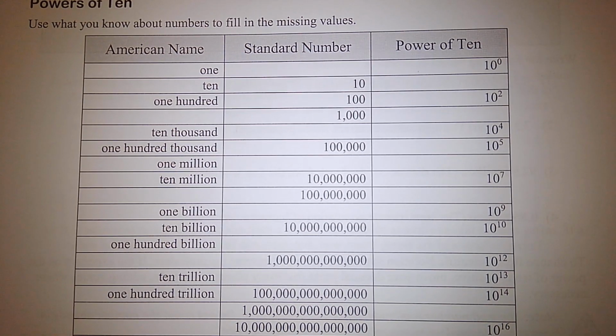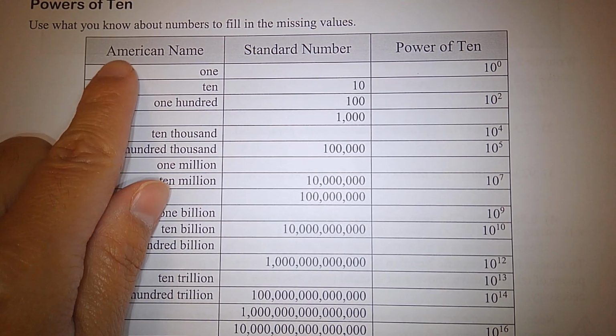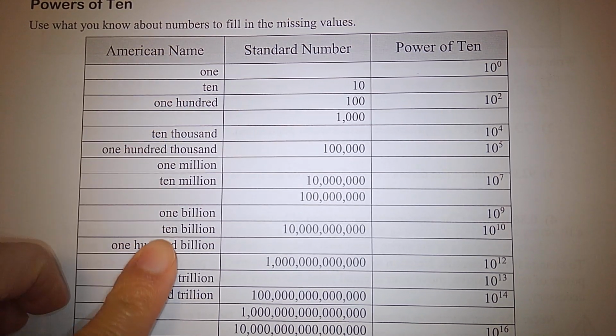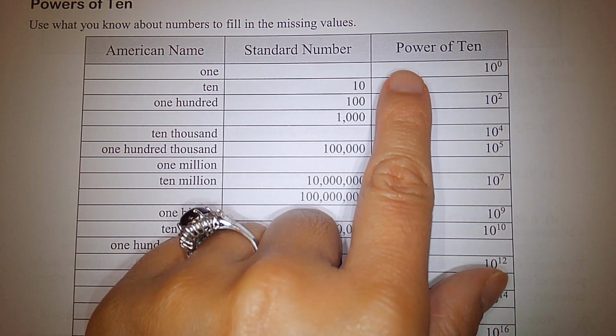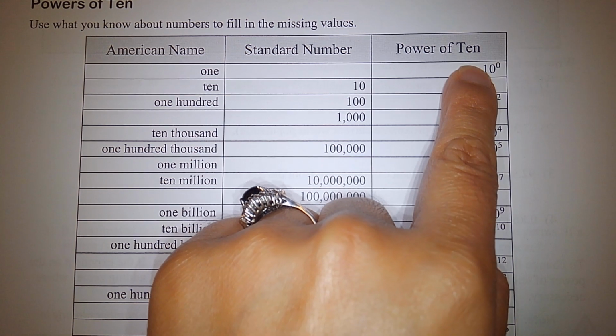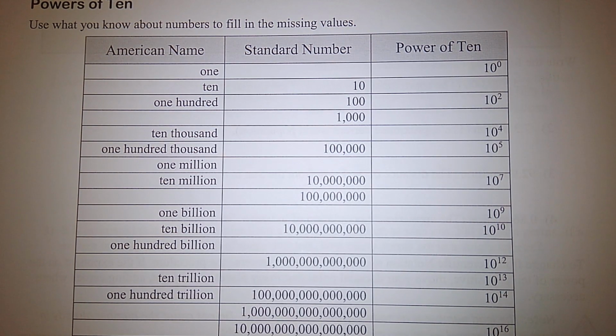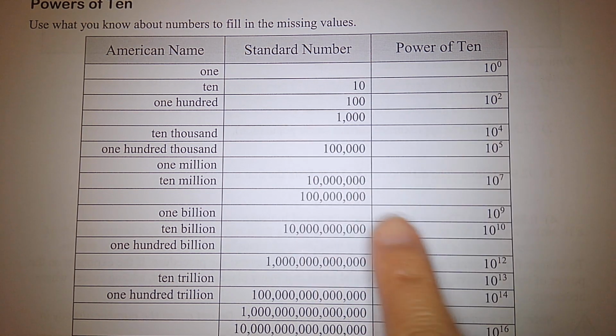All right, so what does this table tell us? It tells us the American names of these numbers, in the standard number and also in powers of 10. We'll do some of them, well, maybe the whole thing, because there are not many blanks.